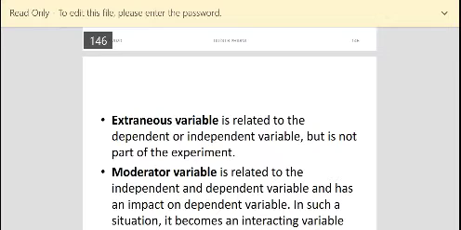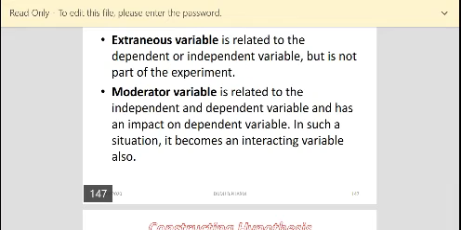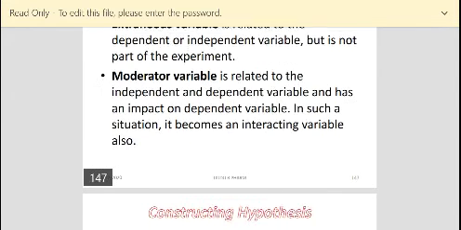controlled. We have an extraneous variable, which is related to the dependent or independent variable but is not part of the experiment. A moderator variable is related to the independent and dependent variable and has an impact on the dependent variable. In such a situation, it becomes an interacting variable also.